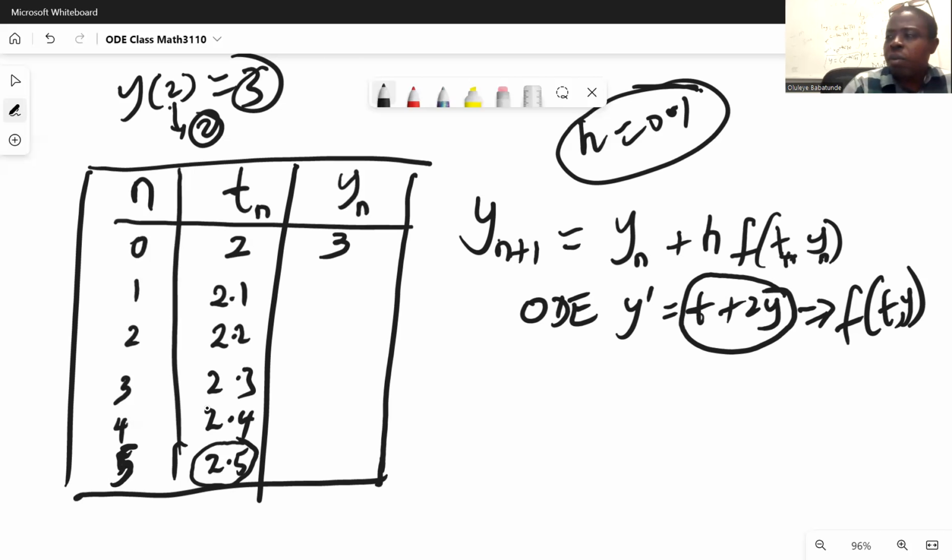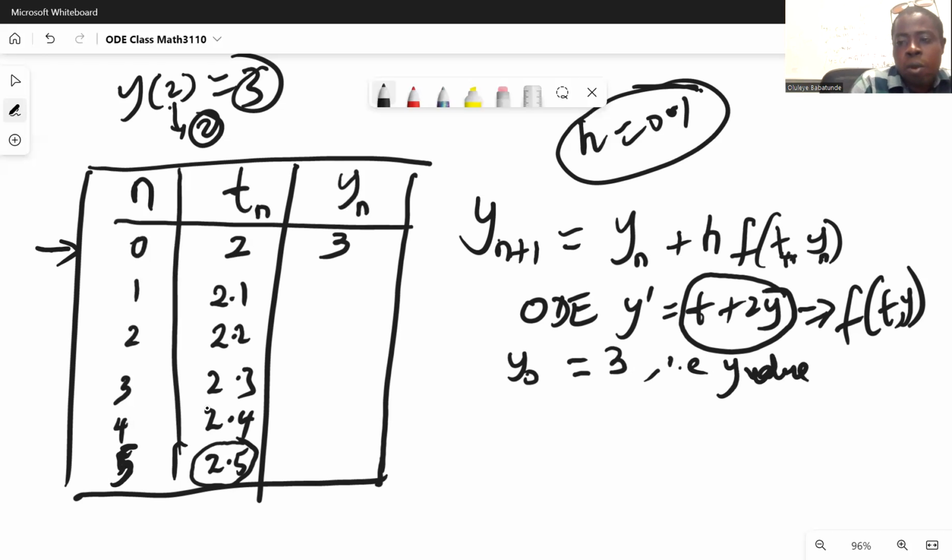Now, we already know our initial y. Let me call it y naught. See this n? So our y naught equals 3, i.e. the y value when t equals 2. So this is done.